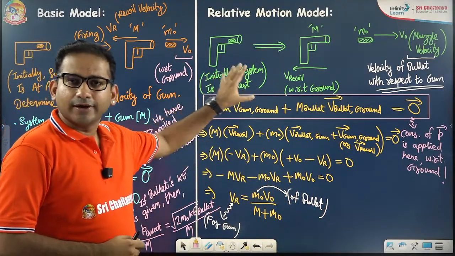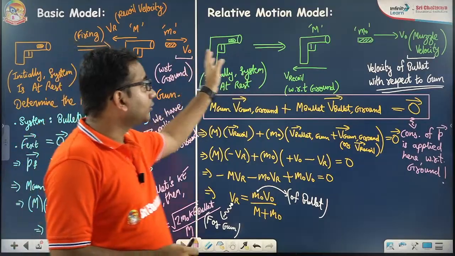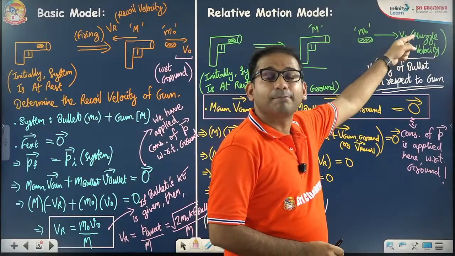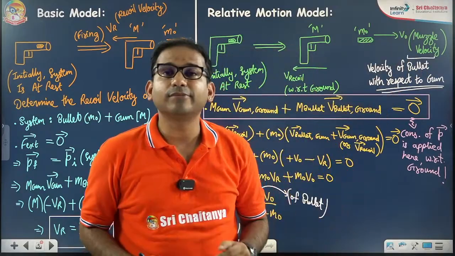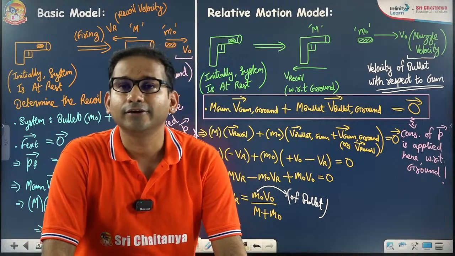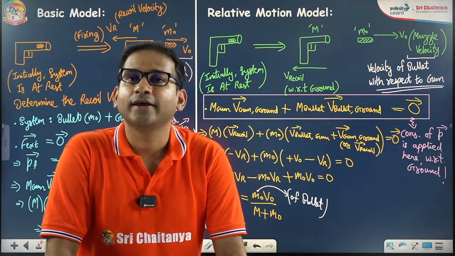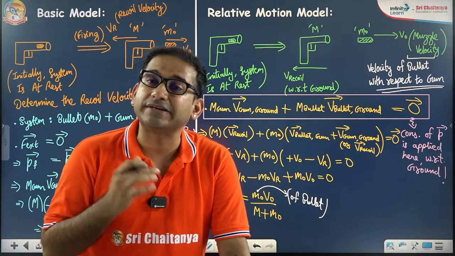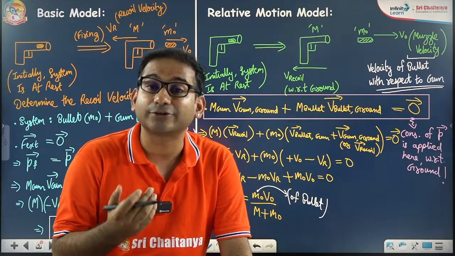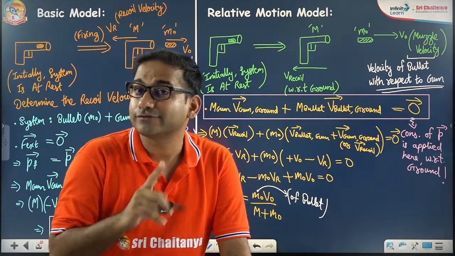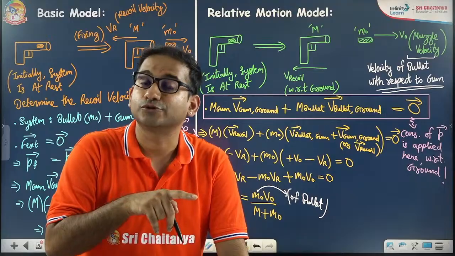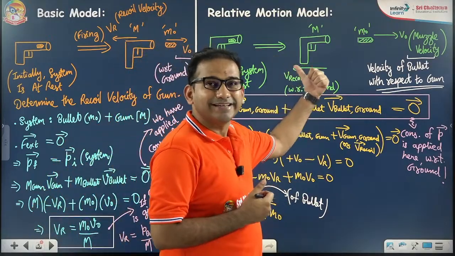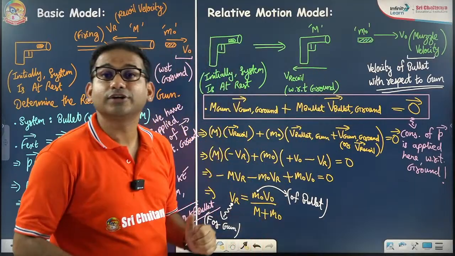Same situation: gun, bullet inside it, the gun has fired the bullet, but the bullet's velocity given is the muzzle velocity. You would have heard about this term, or else you will keep hearing about this term for sure. Muzzle velocity is basically the velocity of the bullet with respect to gun. So, what is given to us here? Relative velocity. And what they have asked you is the recoil velocity, which is definitely with respect to ground.